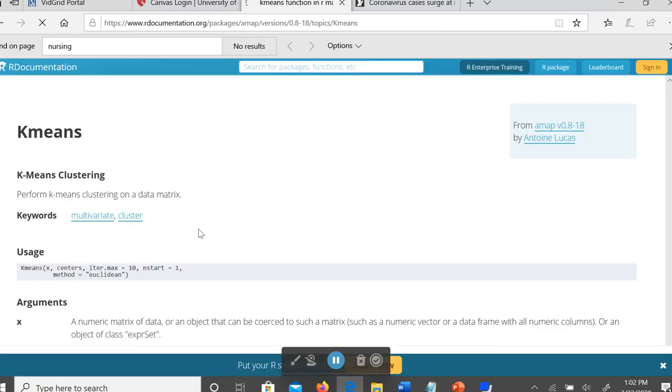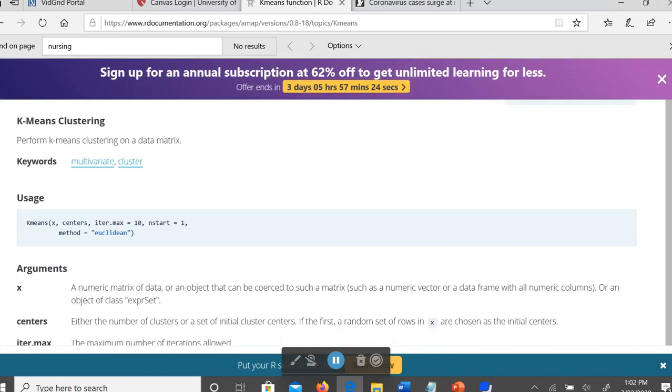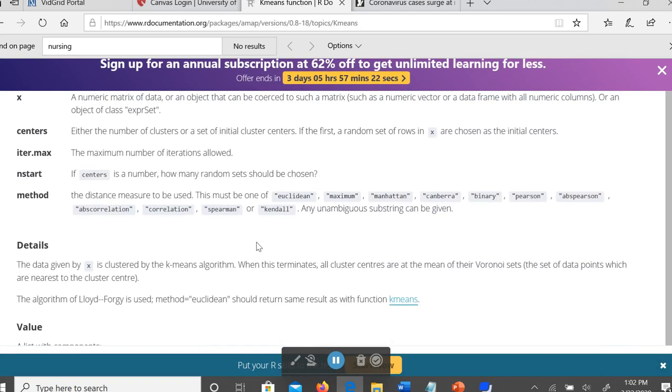Okay, I think it should be under method. Yeah, sorry. Okay, so here are the different options for the distance measure. If we don't want Euclidean distance, we can select any of these options. And we can always find out more about these other options by Googling. Okay, sorry about that.